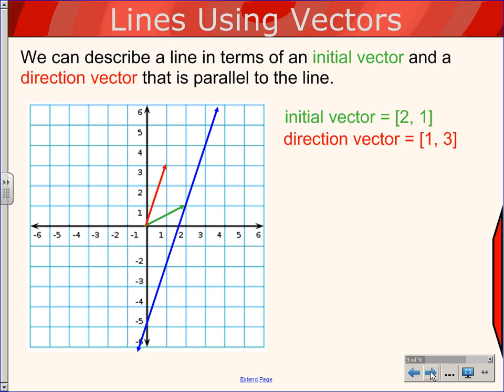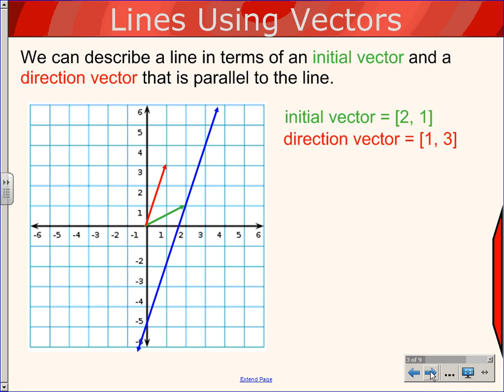So how do we do it? It says we can describe a line in terms of an initial vector and a direction vector that's parallel to the line. And that's what you see in the picture here. We've got that little green vector, which we're calling the initial vector, and the red vector is the direction vector.